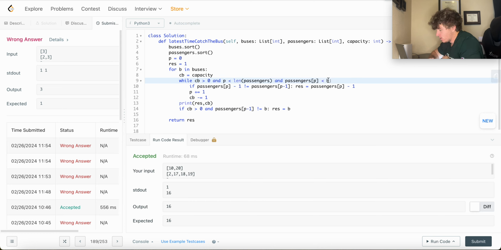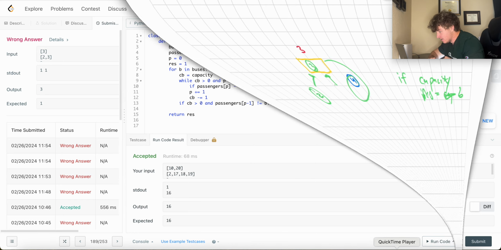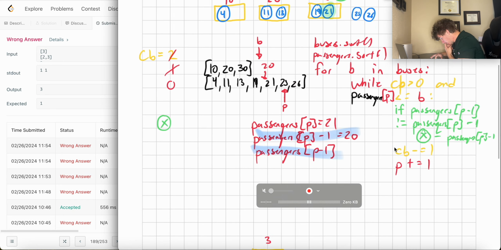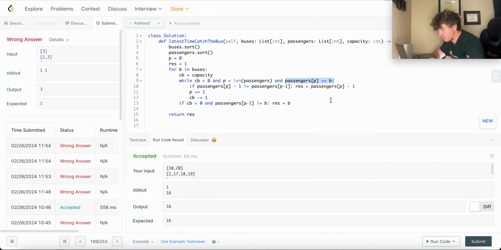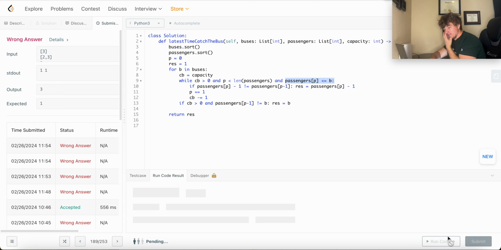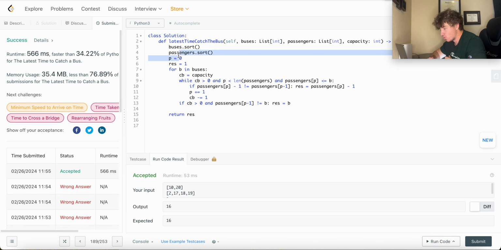Okay, because you can arrive at the same time, right? So passengers P less than or equal to B means that they arrive at the same time, right? They can arrive at the same time, right? And I think I put that here, right? Less than or equal to B, not less than B, right? Less than or equal to B, they can arrive at the same time. And we cry. Okay, cool.